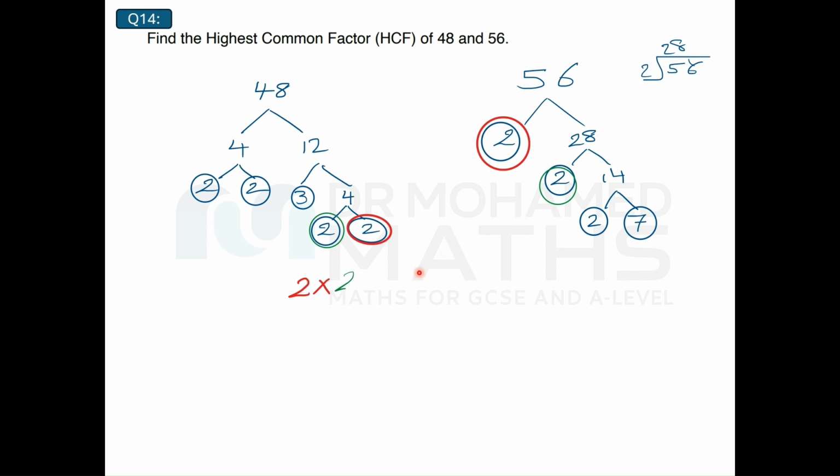So I write another digit which is common. Is there any other digit common between this tree and this tree? Yes, there is 2 here, and there is 2 there, as you can see. So I write 2. But there are no more common digits between these both trees. So now I multiply what I found common. 2 times 2 times 2 is equal to 8. So the highest common factor of 48 and 56 is 8. So hope this is clear.